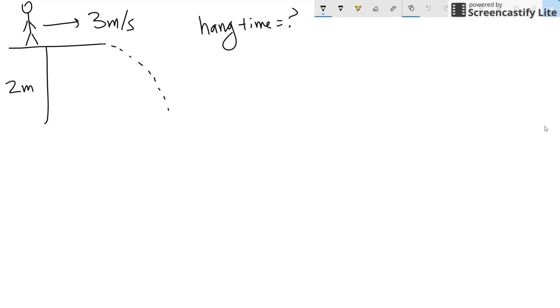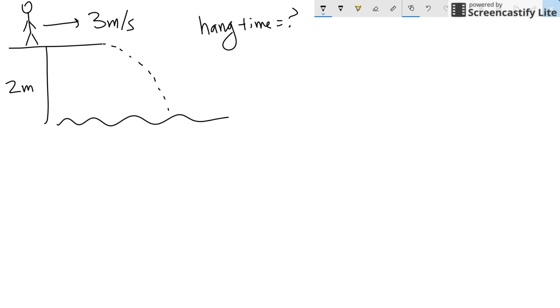All right, I'm going to do another projectile motion problem for y'all. This time I want to solve for time. In this problem, I have a person who's going to run off a high dive, not jump, run off a high dive at 3 meters per second, and the high dive is 2 meters high. Now I figure out how long this person is going to be in the air before they hit the water below. Okay? Let's write down what we know.